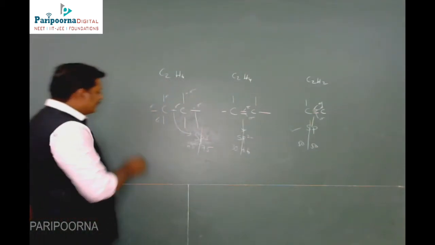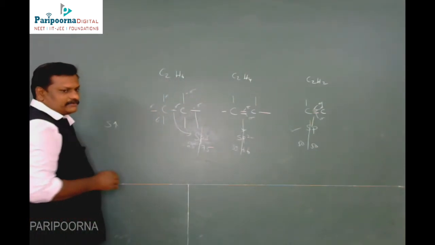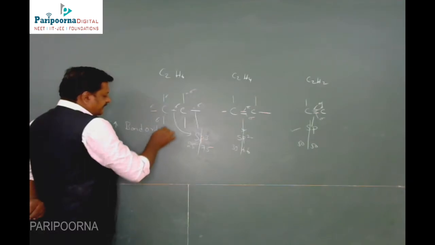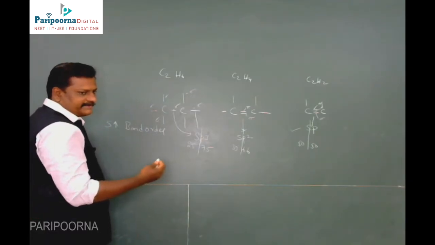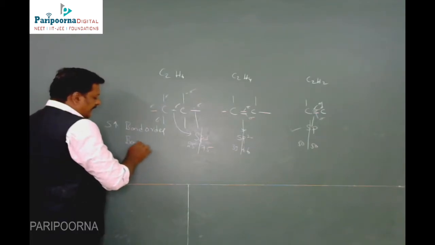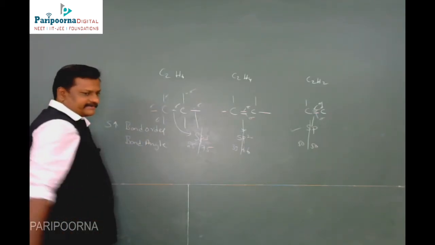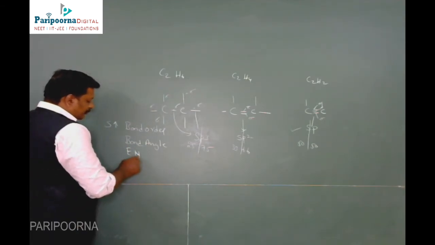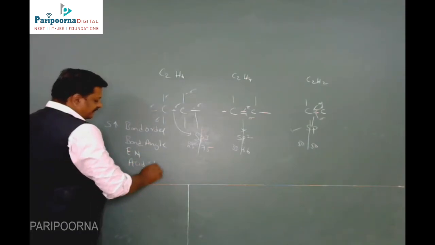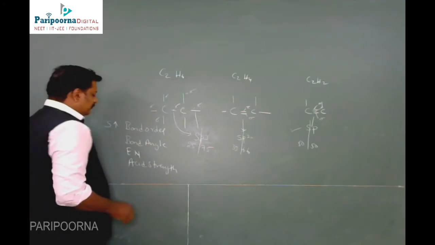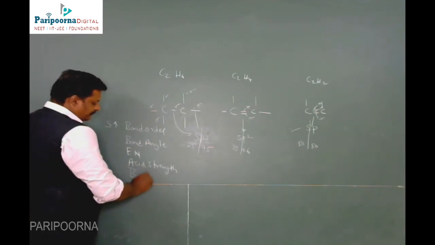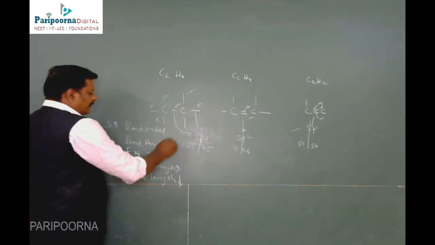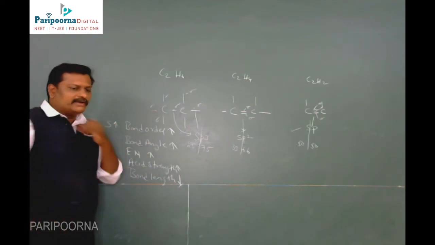If the s orbital contribution increases, what happens? Bond order increases. Bond angle also increases. Electronegativity also increases. Due to the electronegativity, acid strength also increases. Then the bond length will decrease. So all the remaining properties increase, only bond length decreases.